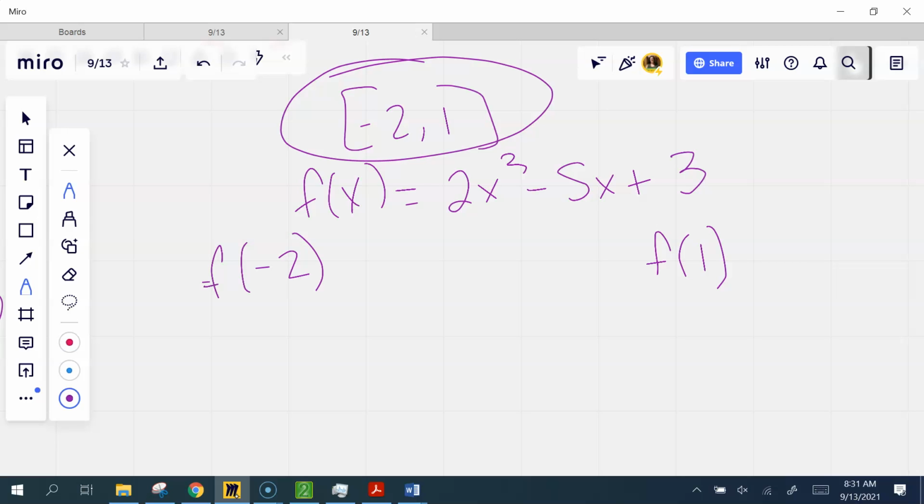If you plug in -2, you get -3. And if you plug in 1, you get 0. So all I'm doing is finding the slope between the points -2, -3, and 1, 0. So slope came out to be 1 here.